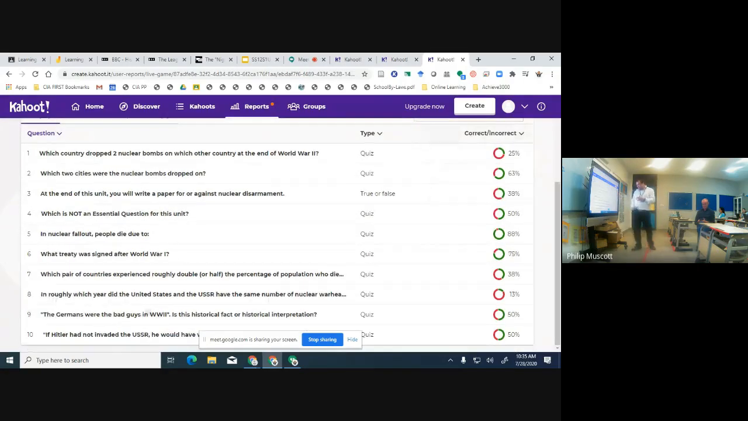Give you a little bit of feedback. Which treaty was signed after World War I? The answer is the Treaty of Versailles. So, a bit of feedback on the task level.